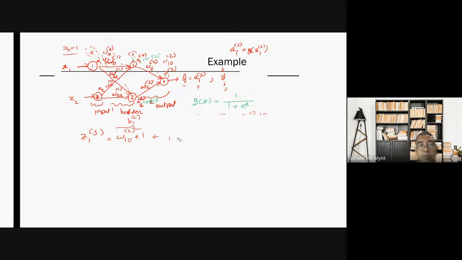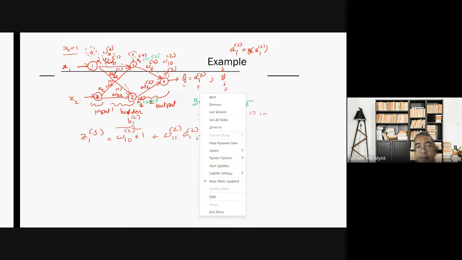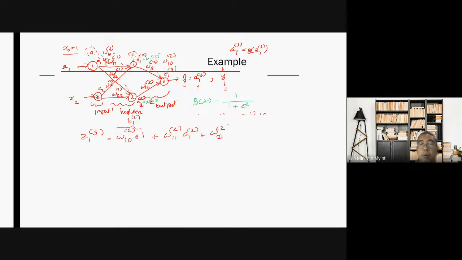W12. Start from the 1. Okay. W11 2 multiplied with A12, plus W1 2 2 multiplied with A2 2. So if we substitute this one accordingly, and in the previous slides, let me copy from the previous one.